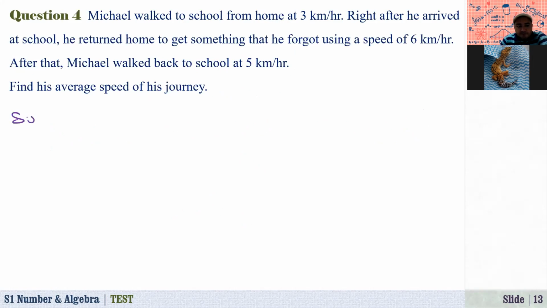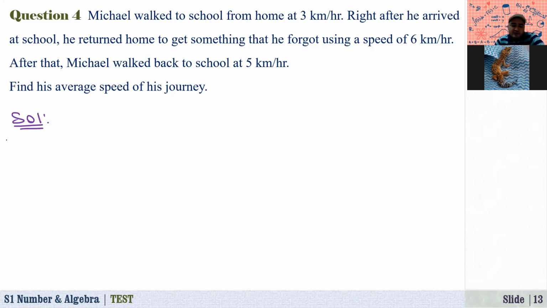Okay, word problem. Michael walked to school from home at 3 kilometers per hour. Right after he arrived at school, he returned home to get something that he forgot, using a speed of 6 kilometers per hour. After he picked up the forgotten stuff, Michael walked back to school at 5 kilometers per hour. Find the average speed of his journey.